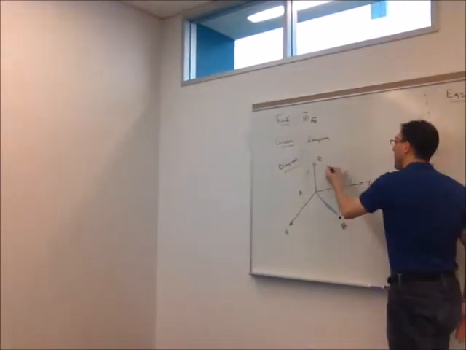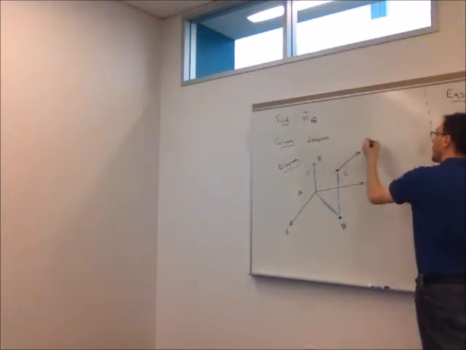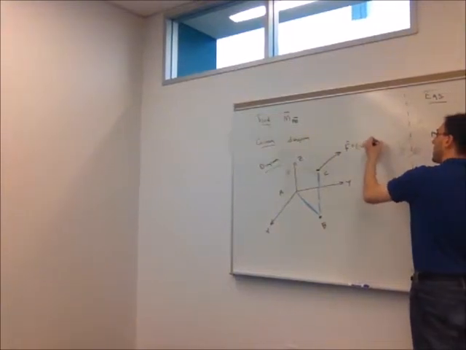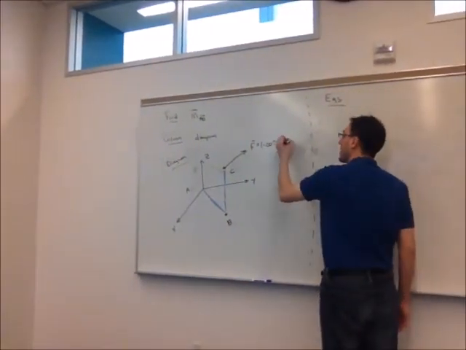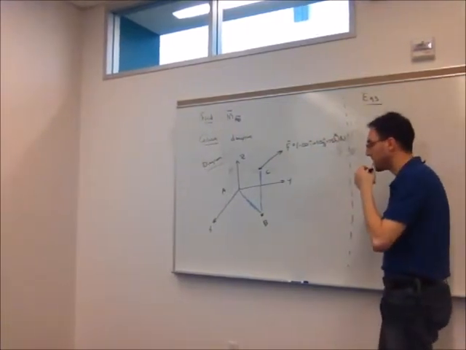And they give us F already in its component form. So F, they tell us, is negative 20i plus 10j and plus 15k. And that force is in newtons.